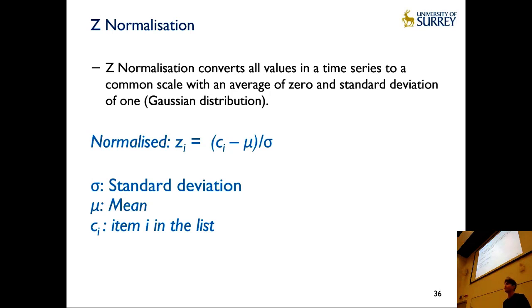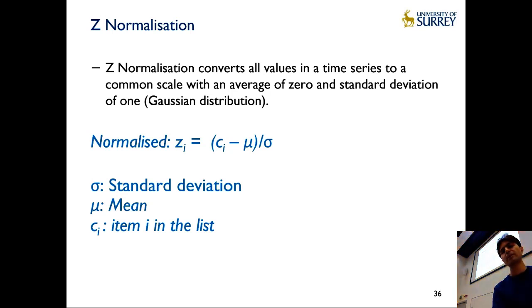Once you've done it, first look at how we do it. To create that normalized representation, we need to take each value, subtract the mean, and divide by the standard deviation. That's how you do Z normalization. That's how you create your normalized values.